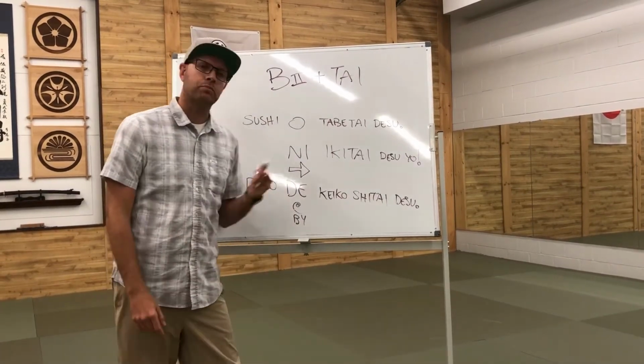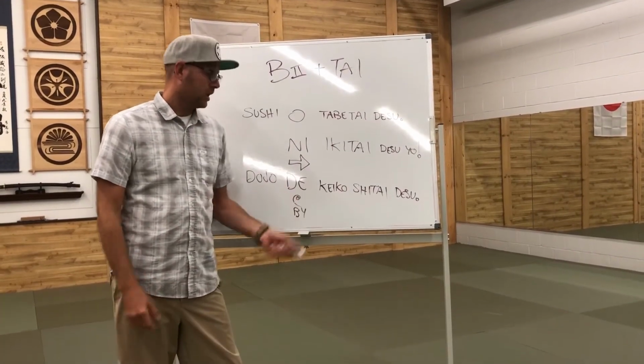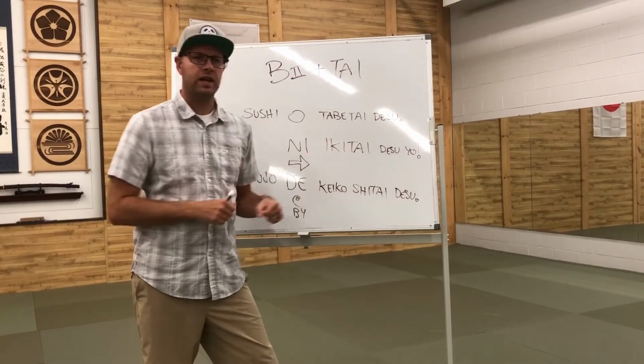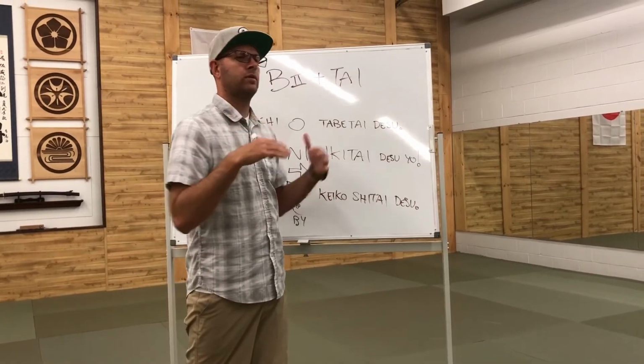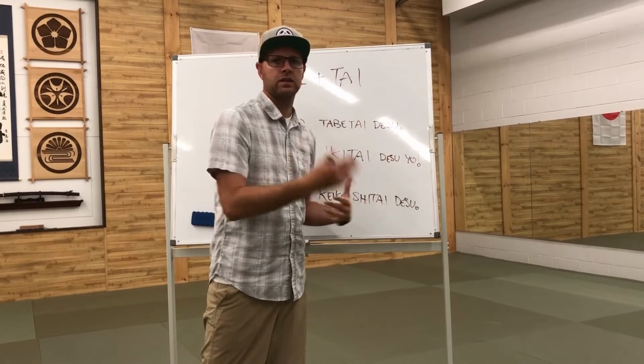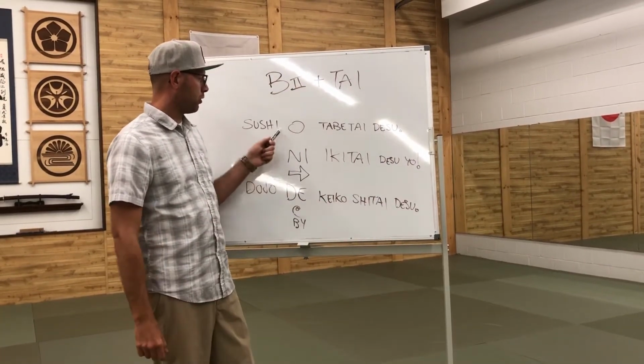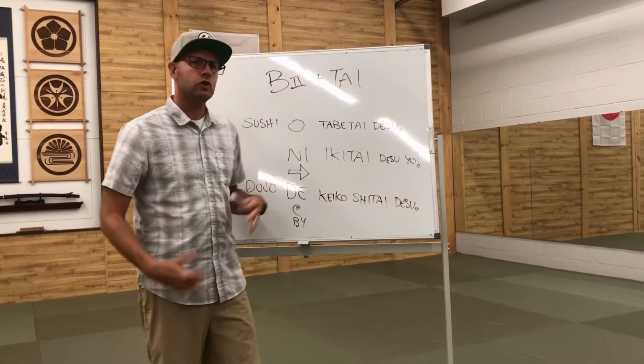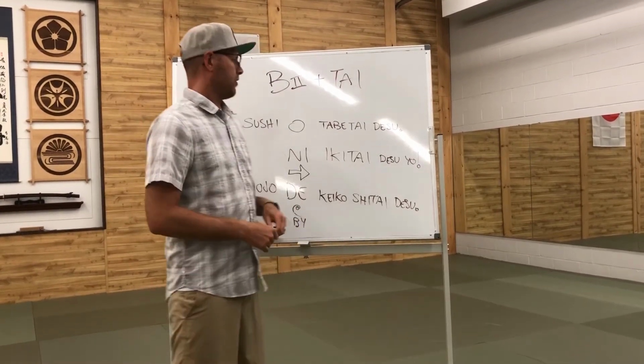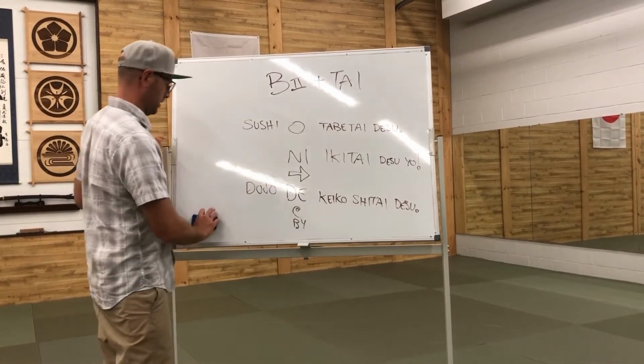So de is by the means of or at. I want to do something at a place, or I want to, by the means of blank, I want to accomplish something. All right, so those are your particles, o, ni, and de. Use them, and they start to make sense. If you don't use them, yeah, it's confusing.